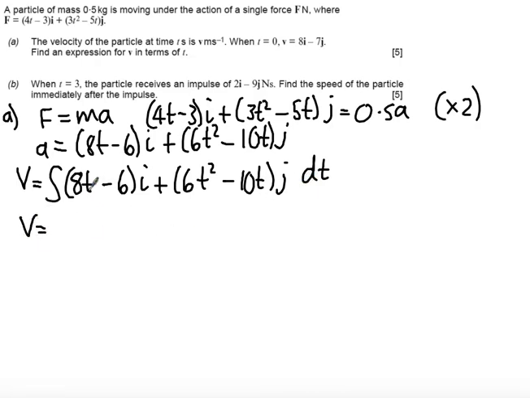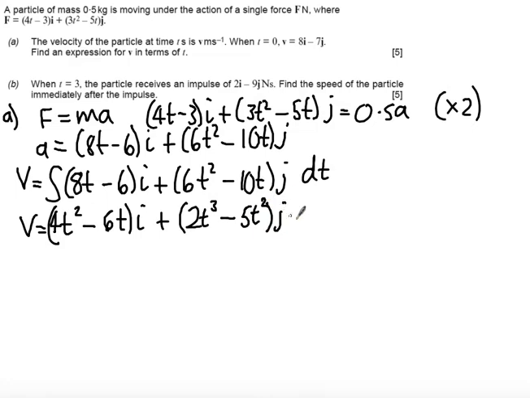So when I work through this, my velocity, t integrated goes to t squared, divide the 8 by 2, we get 4. Integrate the 6, and I get 6t. And that's my i component done. Plus, raise the power of the t to the cubed, and divide 6 by 3, we get 2. Minus, raise the power of the t to squared, divide the 10 by 2, and I get 5. And that's my j component done.